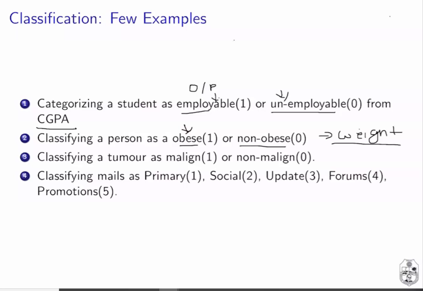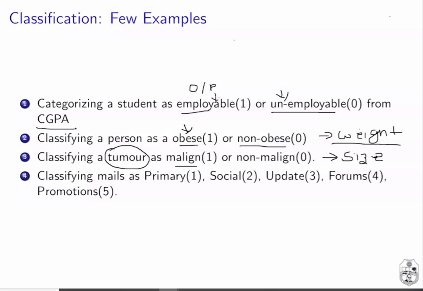The third type of problem is deciding whether a particular tumor, meaning a swelling or outgrowth on a particular organ of our body, is malignant, meaning dangerous, or non-malignant, that is, whether it is cancerous or non-cancerous. That can be decided by considering the size of the swelling or the size of the tumor.